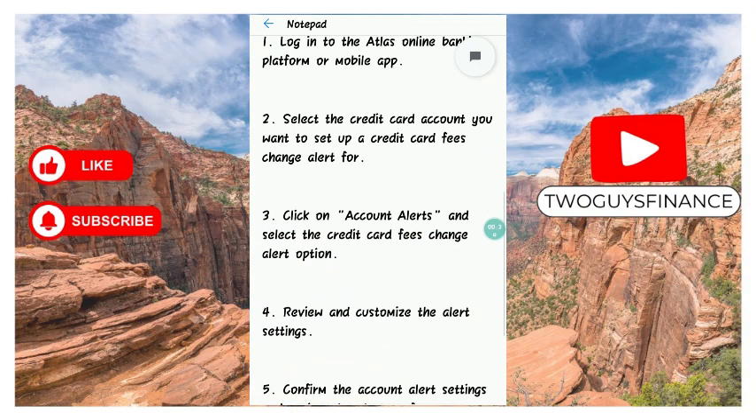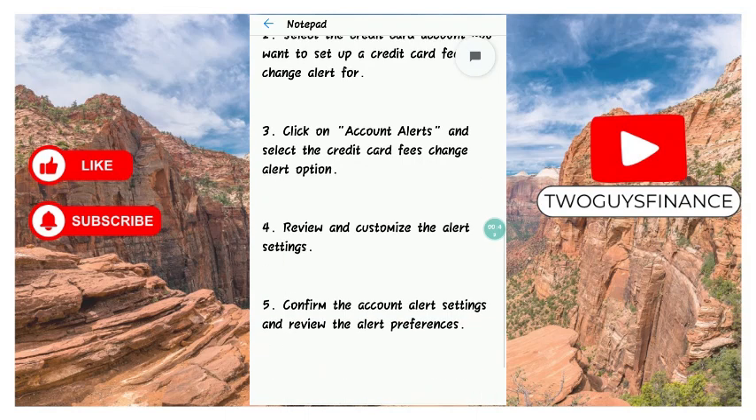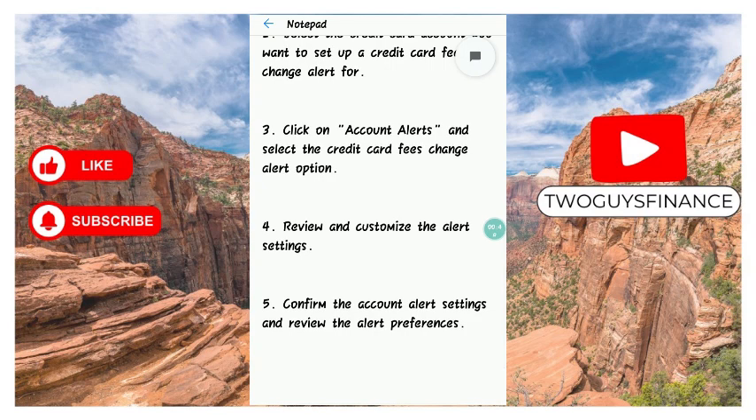And once that's selected, you just want to click on account alerts and then select the credit card fee change alerts option. And once you've selected that, you're going to need to review and customize the alert settings. And once that's done, just confirm the account settings and alert settings one more time, and review the alert preferences just to make sure that everything is accurate.